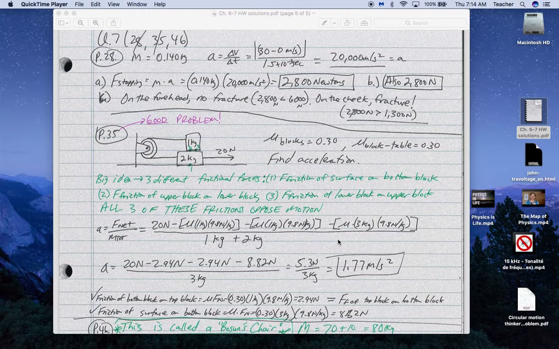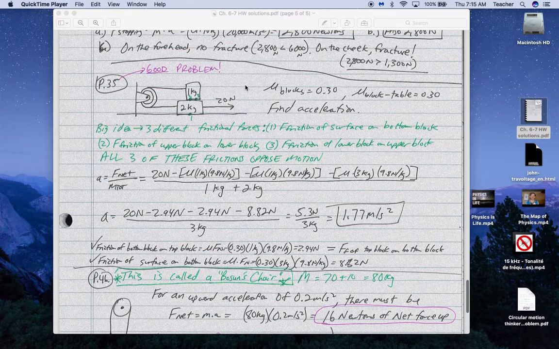P28. I'm trying to remember what this is. Oh yeah, this is some ball hitting the forehead or hitting the cheekbone. So need to figure out the acceleration of the ball. Is it stopping? And basically to do that, you need to know what 1.5 ms is, 1.5 milliseconds. So you get an acceleration of 20,000 meters per second squared. So if you know the mass of the ball, you can figure out the force necessary to stop it in that amount of time. But the problem is the cheekbone cannot withstand that. The forehead can. So don't get hit in the cheekbone.